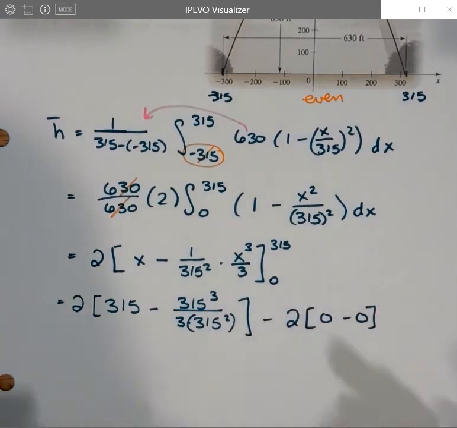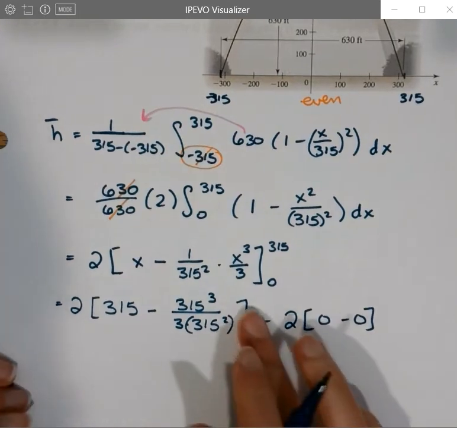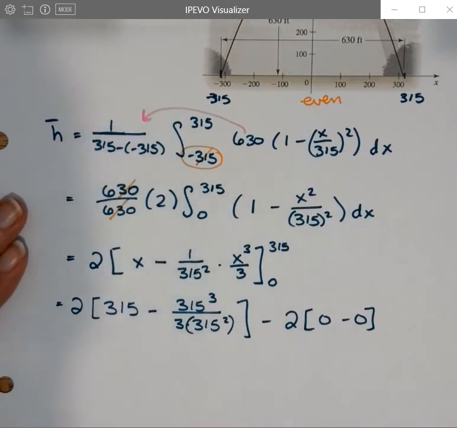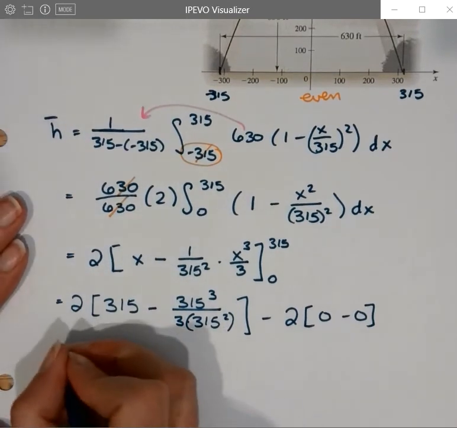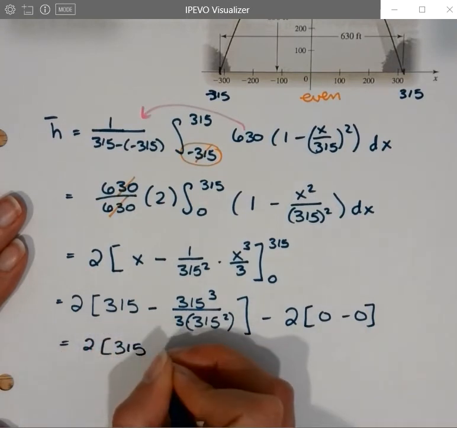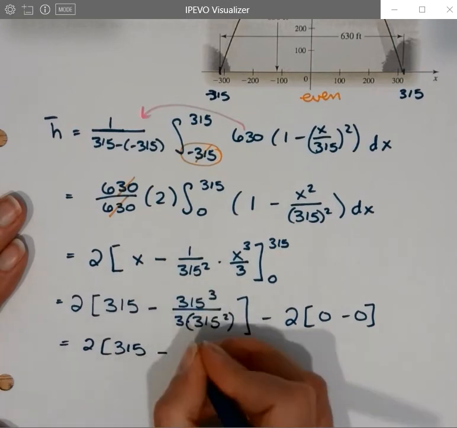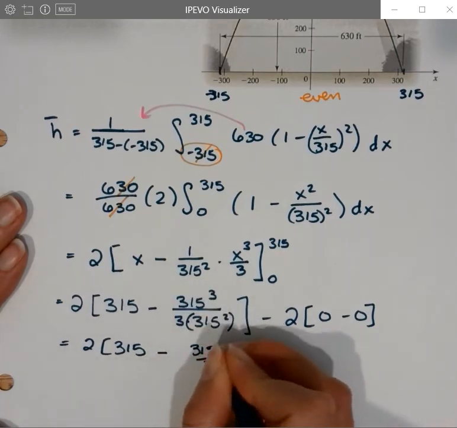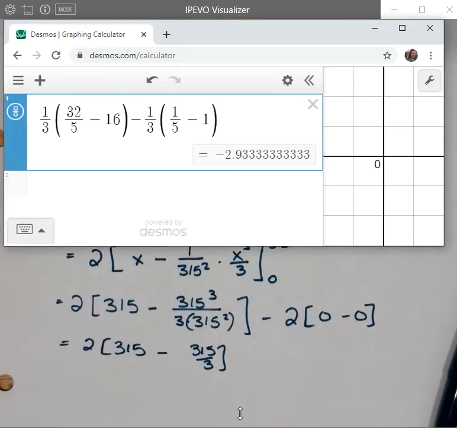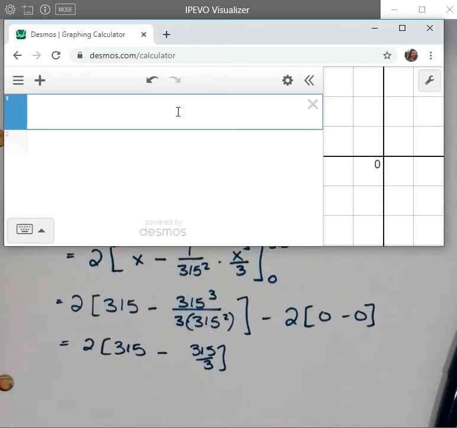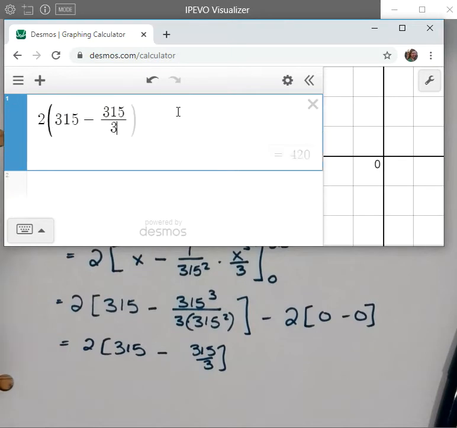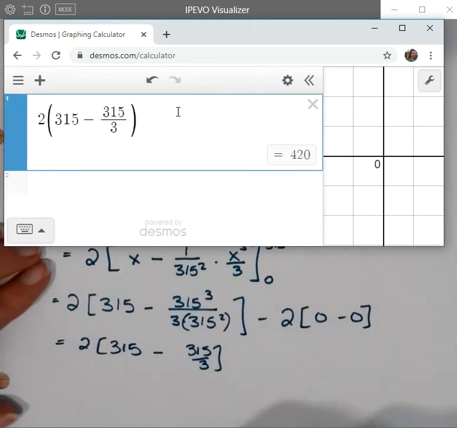So that piece goes to 0, which is one of the reasons we like to use that property of even functions, is not having to worry about plugging in a different value right there. They'll sometimes zero out. Don't always zero out when you plug in 0, but they usually make it simpler to plug in. Okay, so this is 2 times 315 minus, that's going to reduce to 315 over 3. And I can use a calculator just to finish simplifying those so I don't have to multiply 315 by 3 in my head. So we've got 2 times 315 minus 315 thirds. And so that gives me 420.